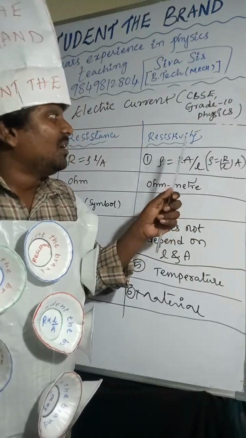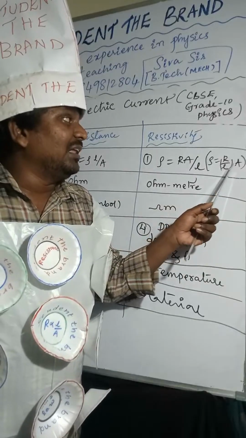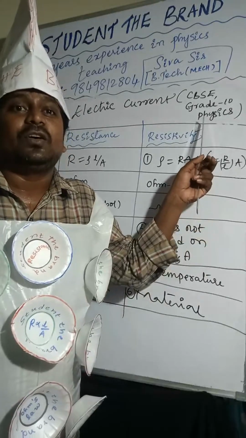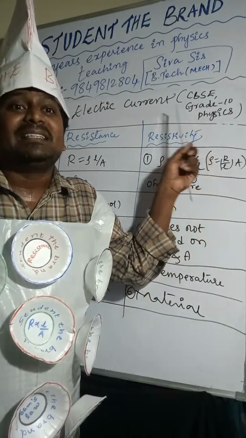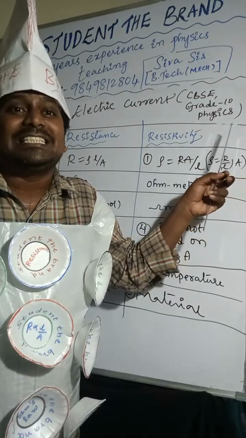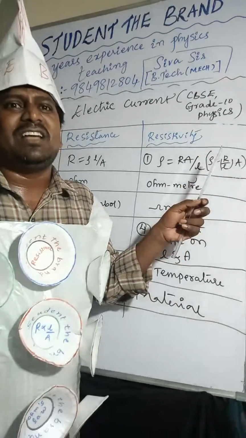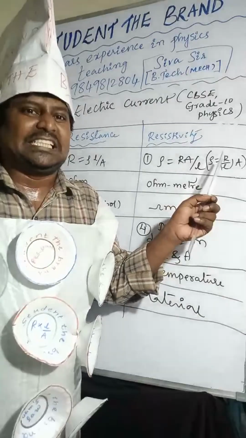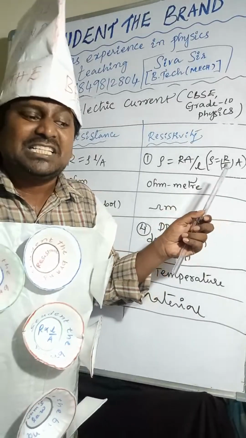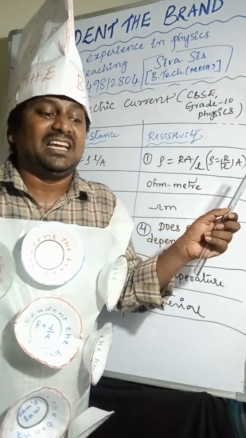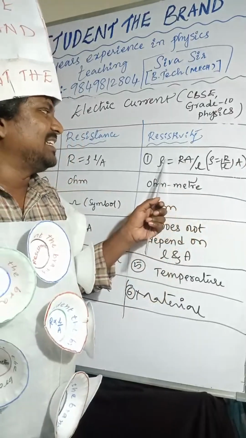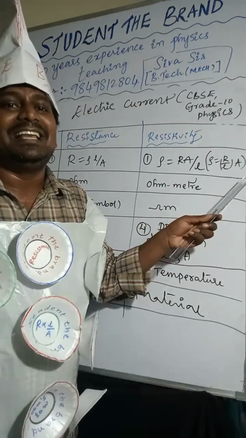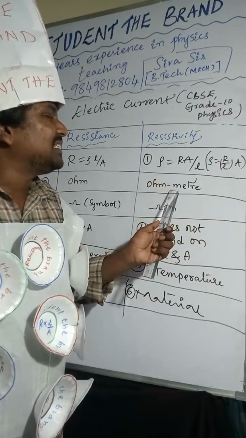Resistivity is equal to the resistance of the conductor per unit length and unit cross-sectional area. By seeing the formula we can get to know this. This is about resistivity. Here the SI unit of resistivity is ohm meter.